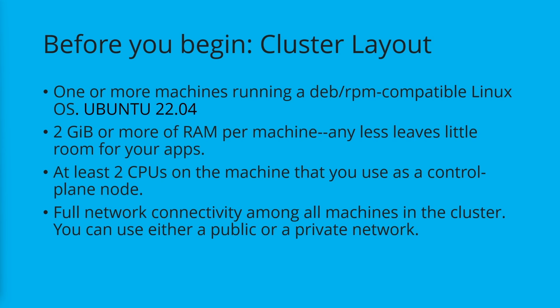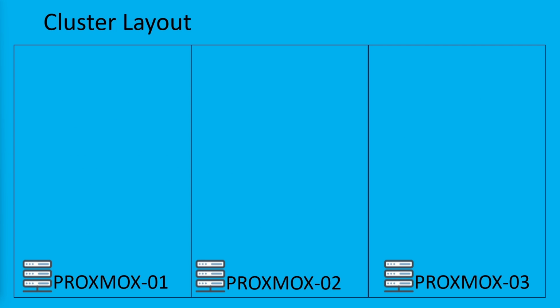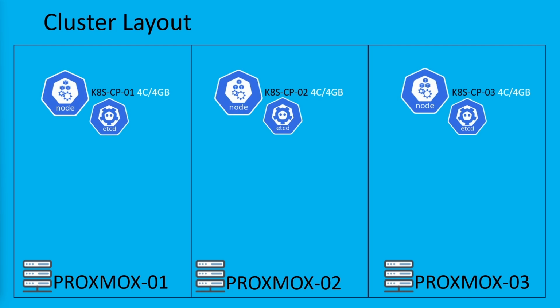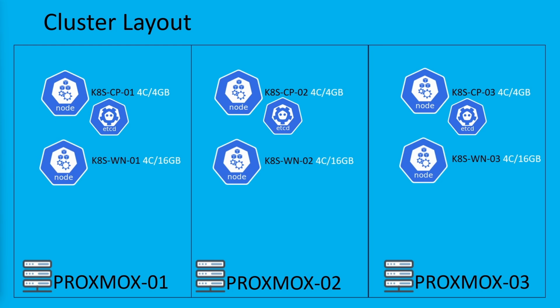So let's talk about how we're going to lay out our Kubernetes cluster inside of our Proxmox cluster. For our cluster, we're actually going to be using the first 3 nodes in our Proxmox cluster. We are going to first spin up 3 control plane nodes, each on one of our Proxmox servers. These control plane nodes will consist of 4 cores and 4 gigabytes of RAM. Next, we're going to spin up 3 more worker nodes, which will consist of 4 cores and 16 gigabytes of RAM each.